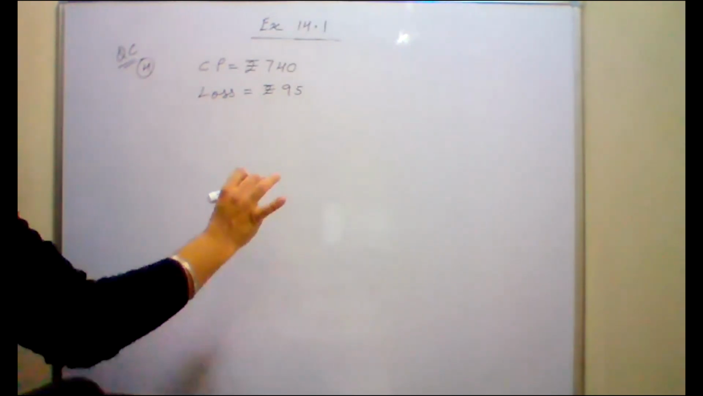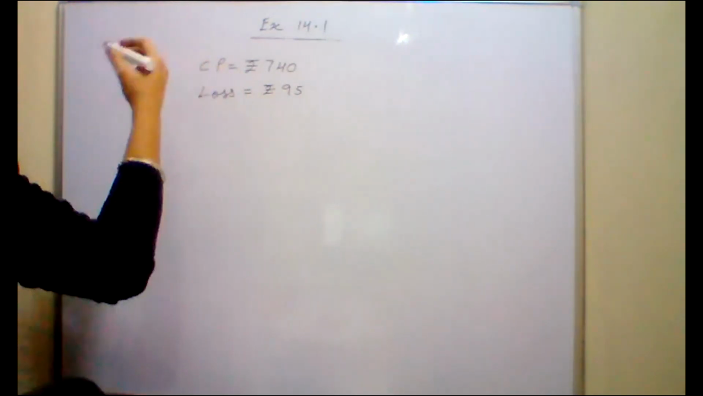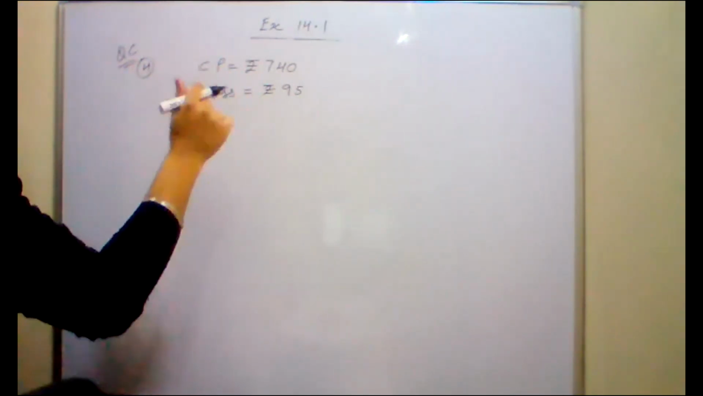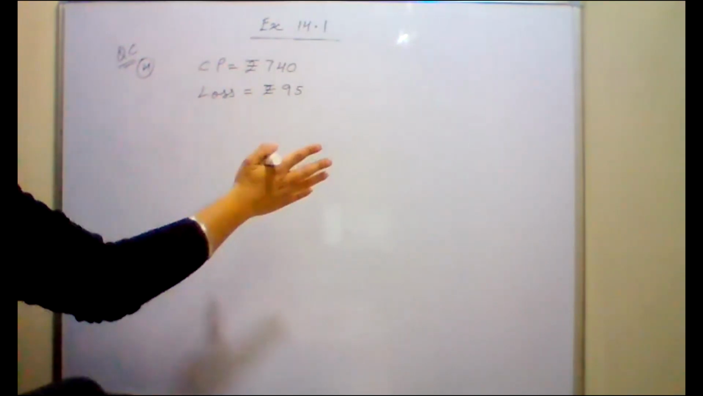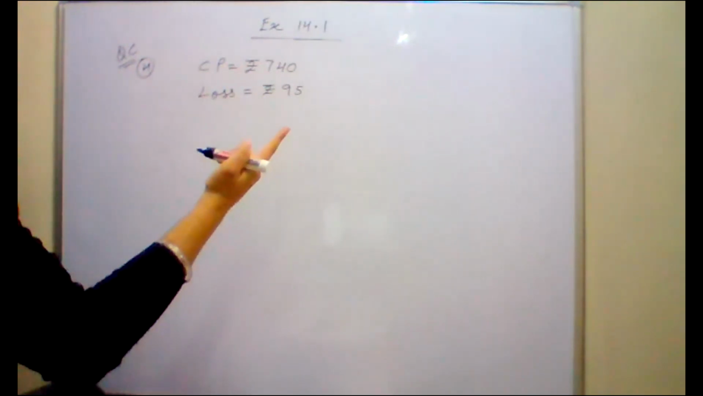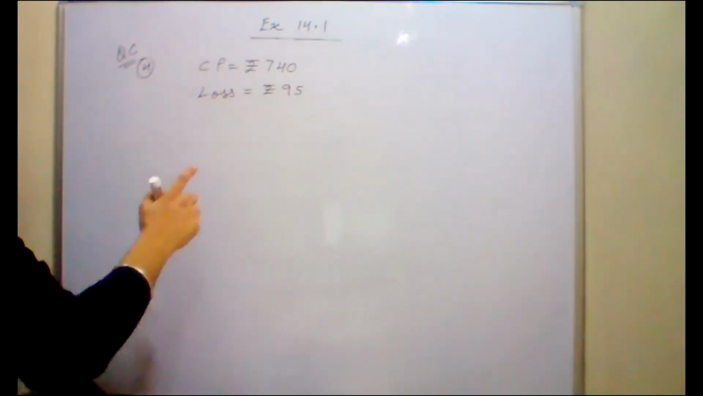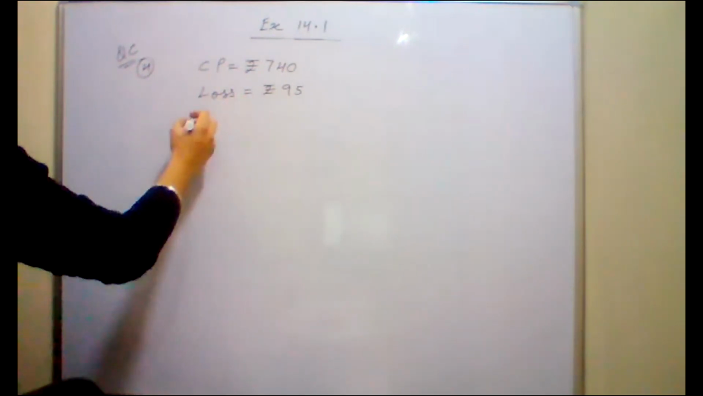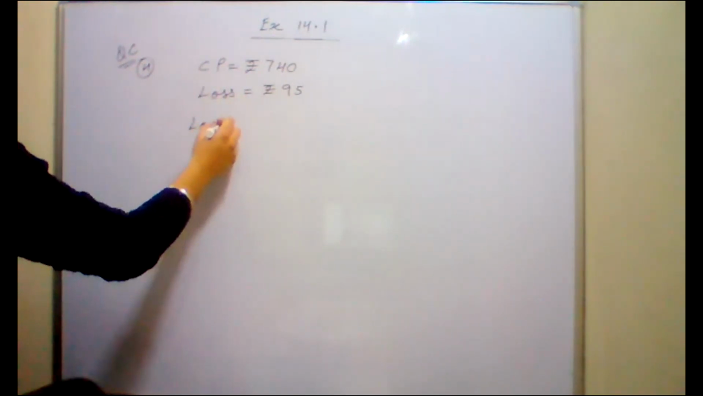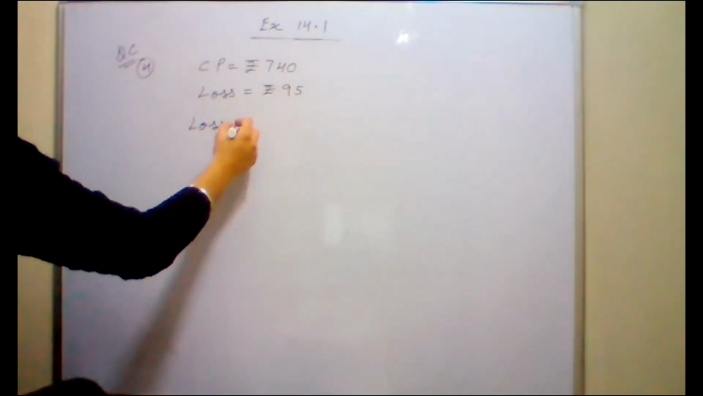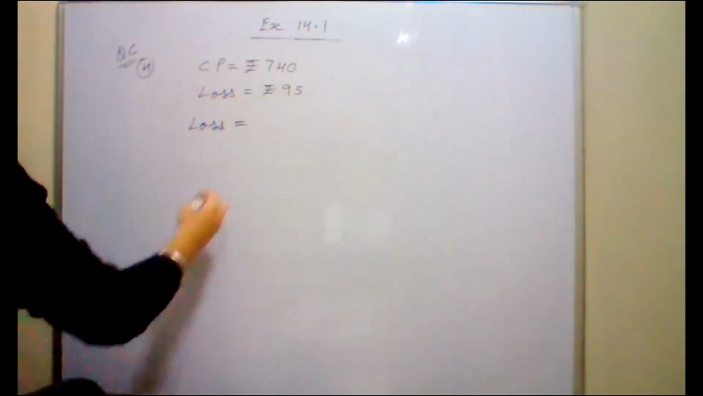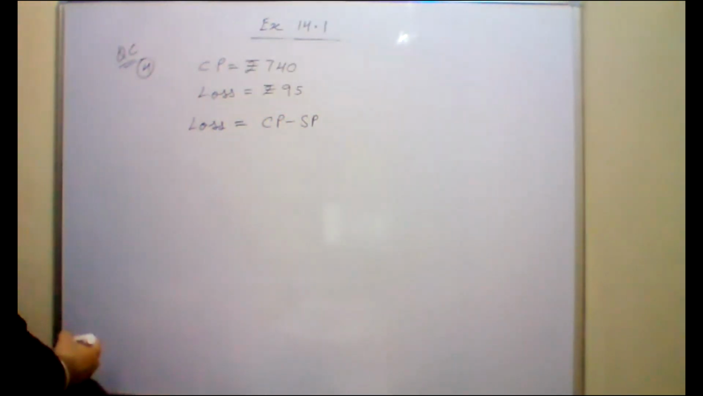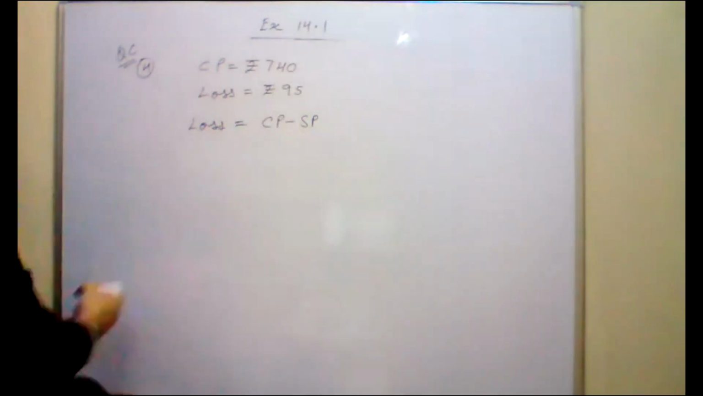Whether cost price is given, selling price is given, or you have to find the selling price or cost price, you just need one formula to do all the questions. There are two formulae, one of loss and one of profit. Using these two formulae, you can do any question. The formula of loss is CP minus SP. Loss equals CP minus SP.